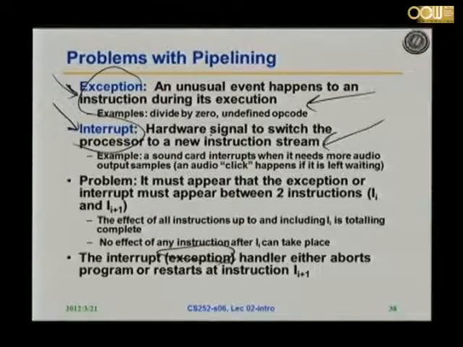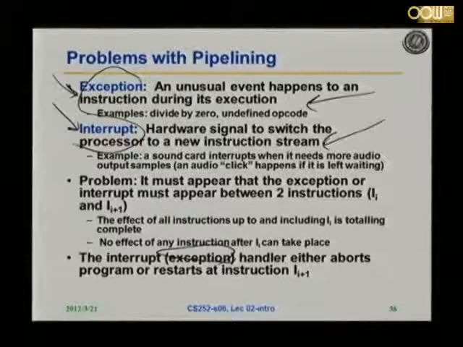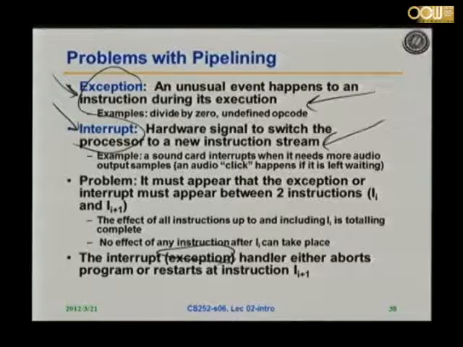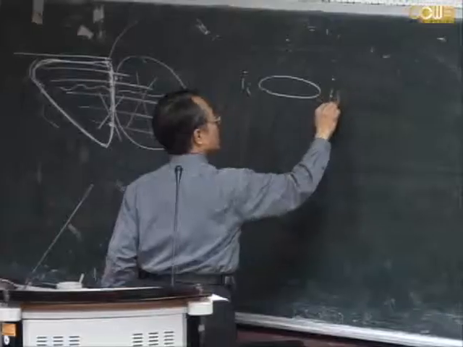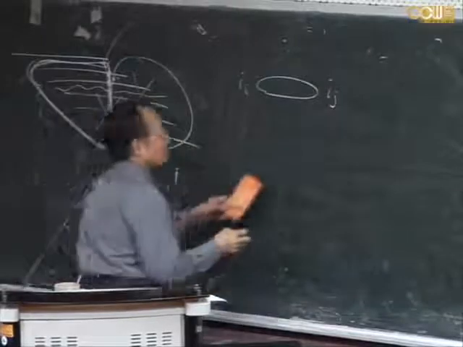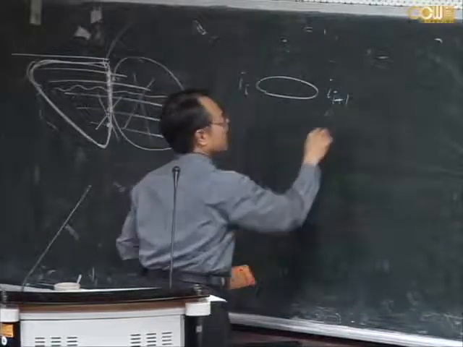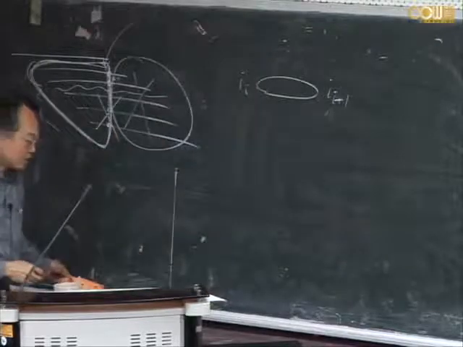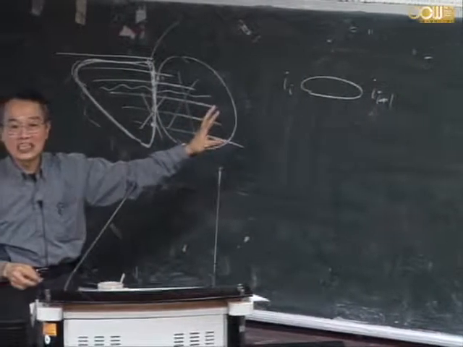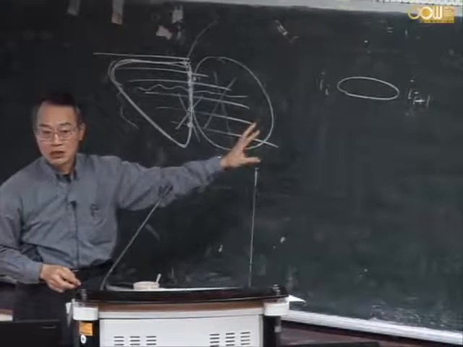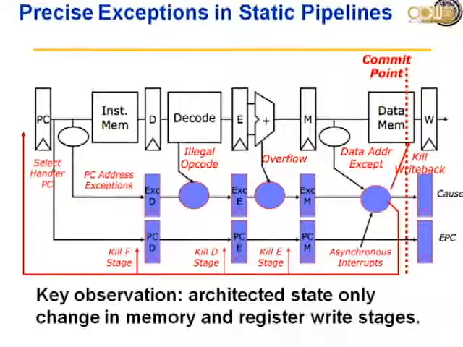But anyway, the execution of an interrupt must appear between two instructions. So you will have to stop at the end of instruction I, do the interrupt handling, and then resume execution from instruction J, or I+1 rather. You must preserve such an execution image, however you did that.